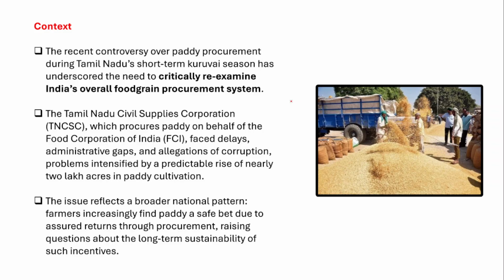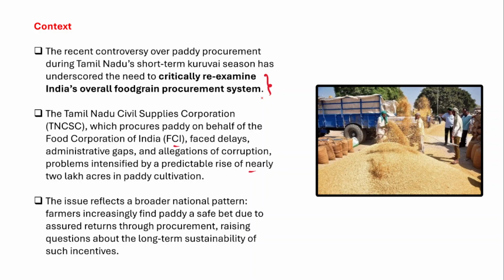Now in fact, the Tamil Nadu Civil Supplies Corporation actually procures paddy on behalf of the Food Corporation of India. We all know that the Food Corporation of India is the nodal agency for procuring food grains from the farmers. However, in the state of Tamil Nadu, the State Civil Supplies Corporation procures paddy on behalf of the Food Corporation of India. However, the Tamil Nadu Civil Supplies Corporation faced delays, existing administrative gaps, and even allegations of corruption. Now all these problems were intensified by a predictable rise of nearly 2 lakh acres in paddy cultivation. Now all these problems have led to the inefficiency of TNCSC when it comes to procurement of food grains, and that's why it has been said that there is a need to re-examine India's overall food grain procurement system.